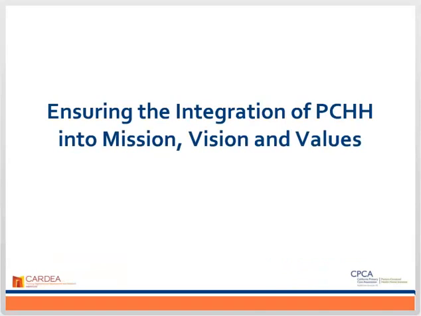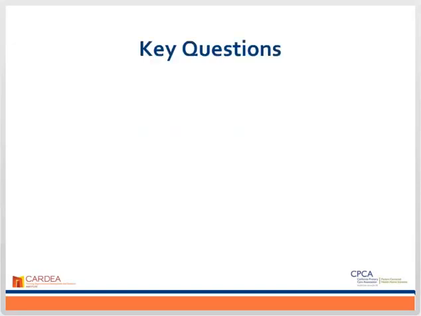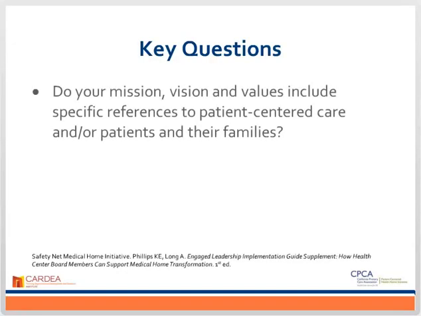Now that we've talked about ways to address the board's first role, to support the management of change and transition, let's talk about ways to address the board's second role, to ensure that PCHH is integrated into the mission, vision, and values of the organization. To ensure the integration of PCHH, one of the key questions that you and the board should reflect on is, do your mission, vision, and values include specific references to patient-centered care and/or patients and their families?